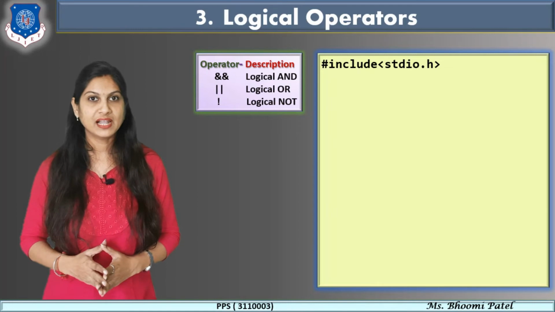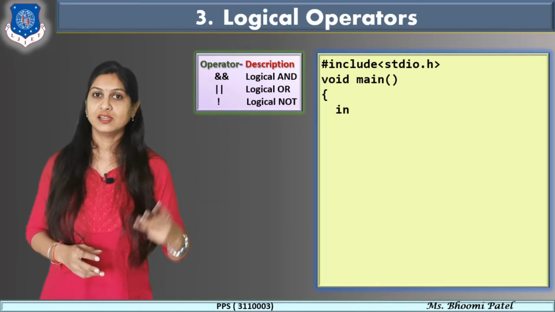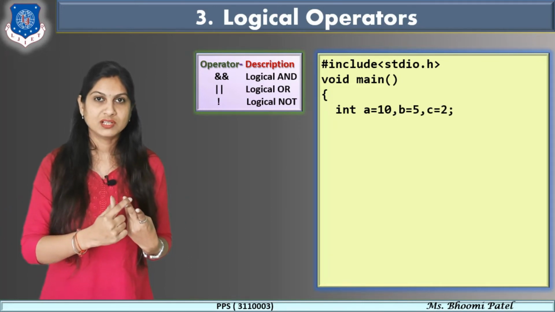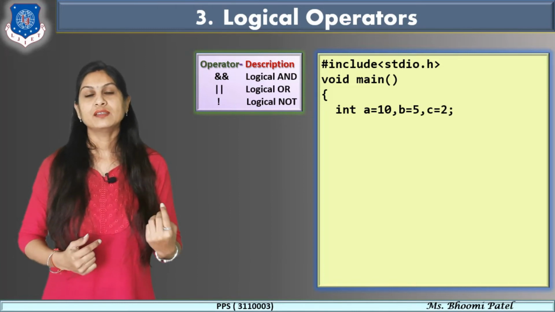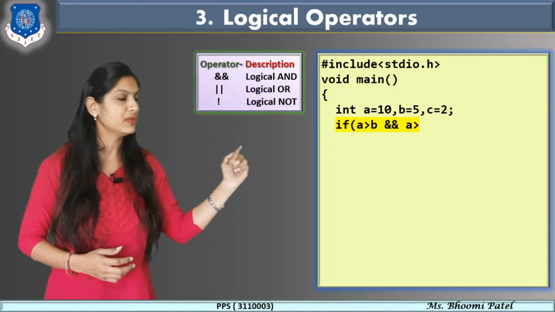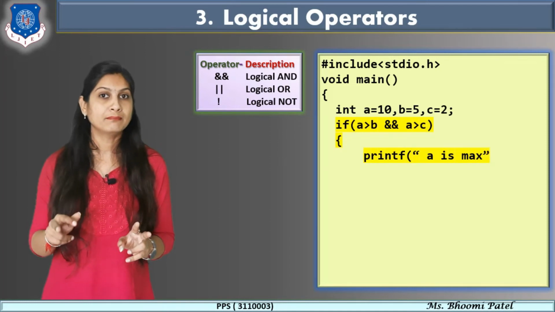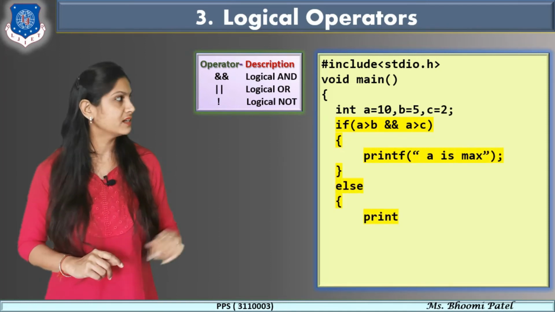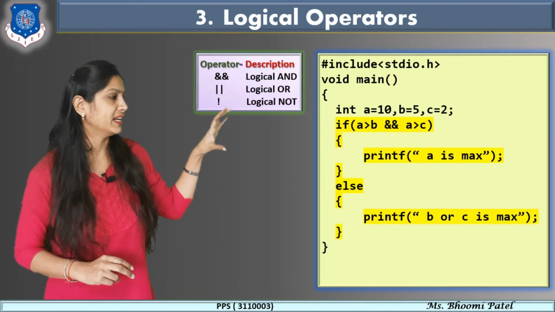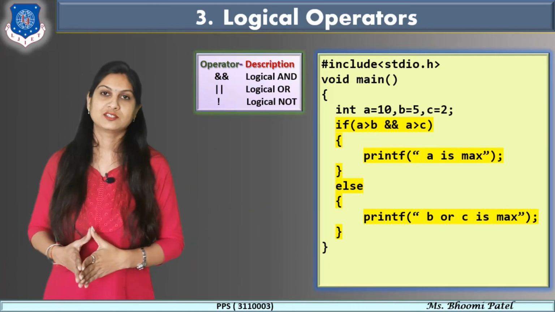First include the header files and void main. Inside void main we have to declare variables. How many? 3, because we want the maximum of 3 numbers. Suppose A equals 10, B equals 5 and C equals 2. Then put the conditions. In the if there are 2 conditions, A greater than B and A greater than C, and these 2 conditions will be combined with the logical AND. So put the sign double AND. If this condition is true, then the if part is executed. If it is false, then jump directly to the else part.